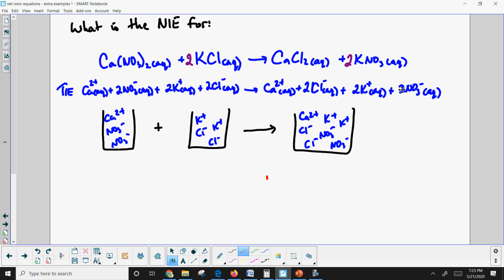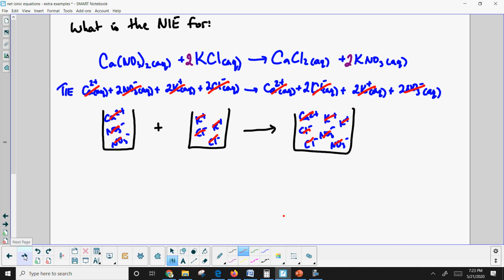So this is my total ionic equation. I simply listed all of my ions that are in solution. They're all in solution. Let's look at these spectator ions. So I've got a calcium before and after. Nitrates, I've got, oh look, two nitrates. They're both there before and after. Potassium, I've got two potassium and two potassium ions here. Chlorine and two, wait a second. Everything cancels. Everything is a spectator ion.